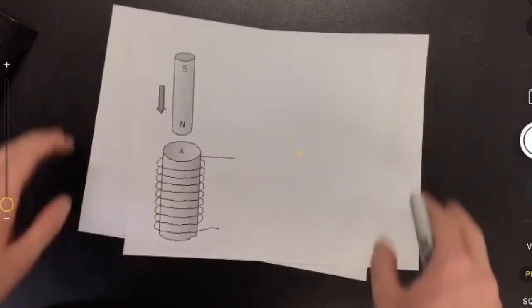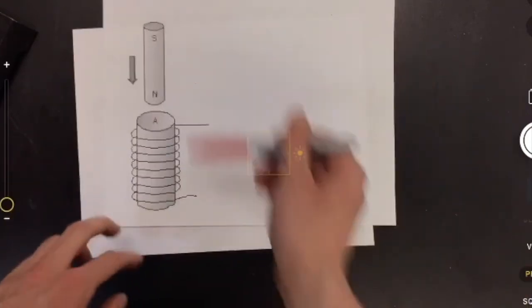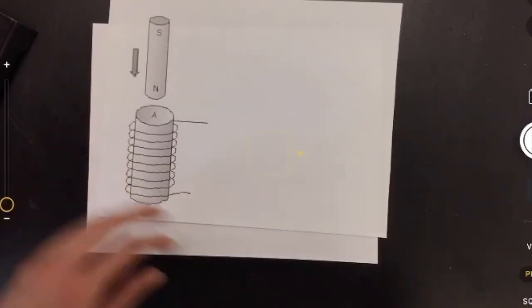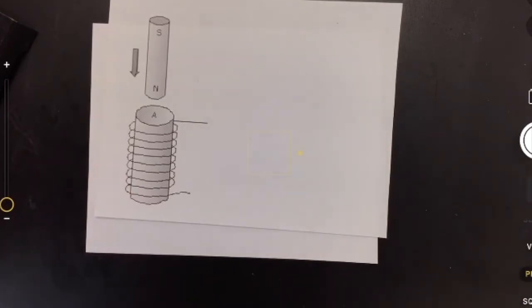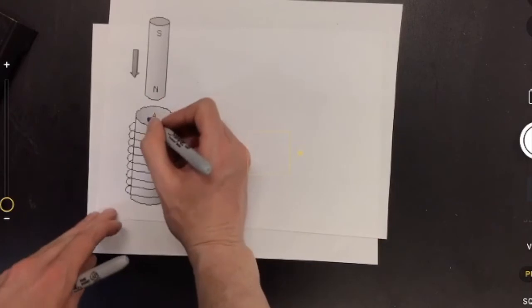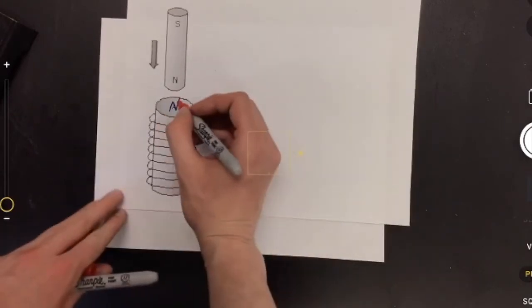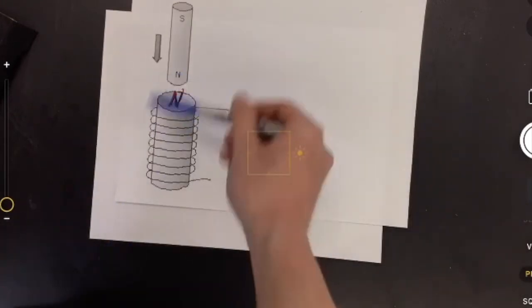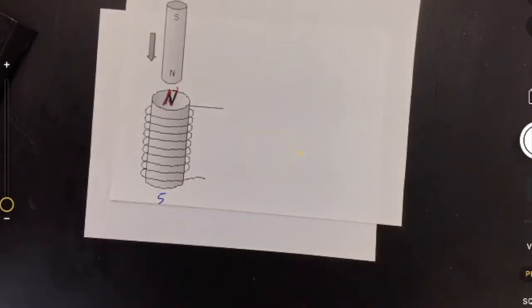Okay, look at this one. We've got a north coming at us. How do we resist that? How do we stop a north from coming at us? Well, we can push it away. How do you push a north away? With another north. Whoops, usually north has been red. Okay, what does that mean down here? A south. Let's do electron flow and current for this one.